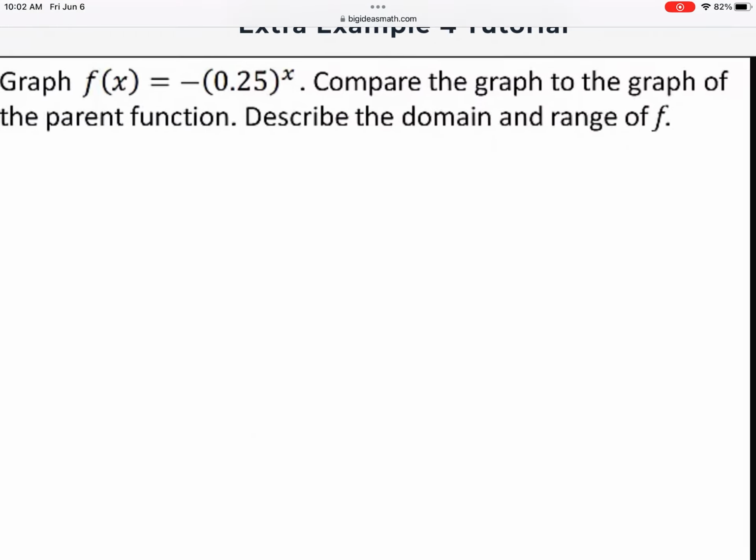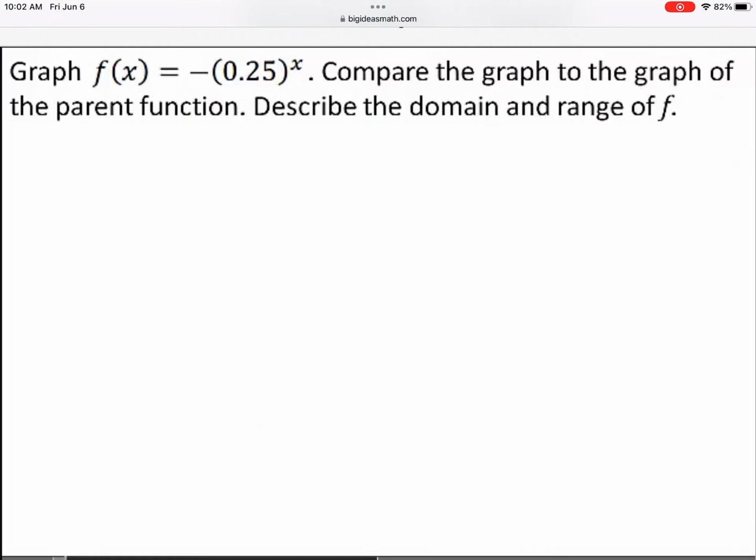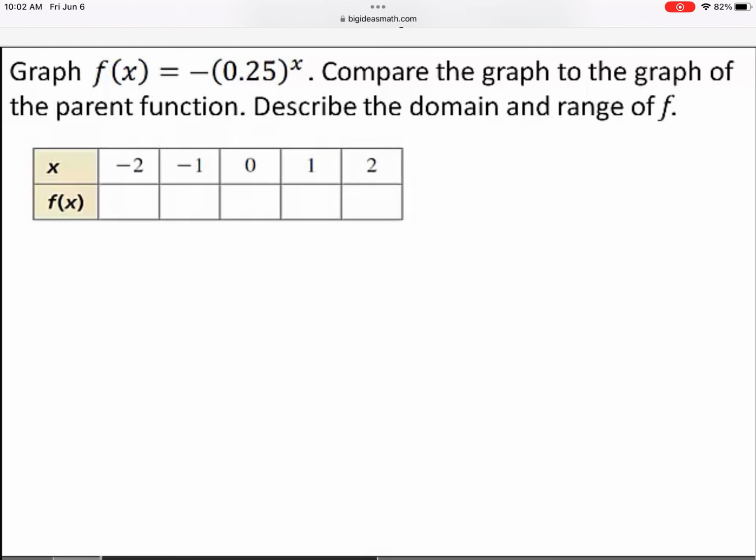Graph f(x) = -0.25^x. Compare the graph to the graph of the parent function. Describe the domain and range of f. Begin by making a table of values.